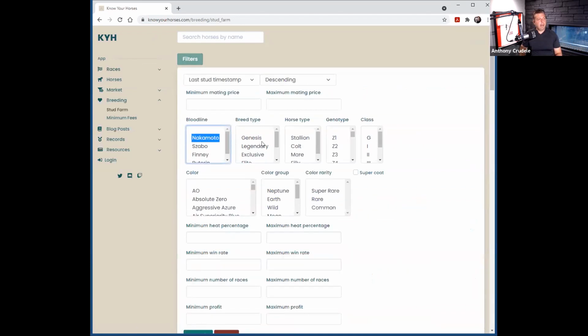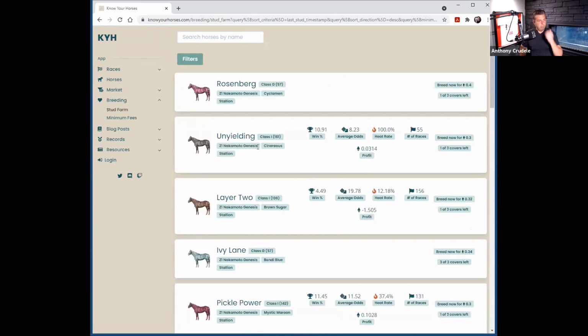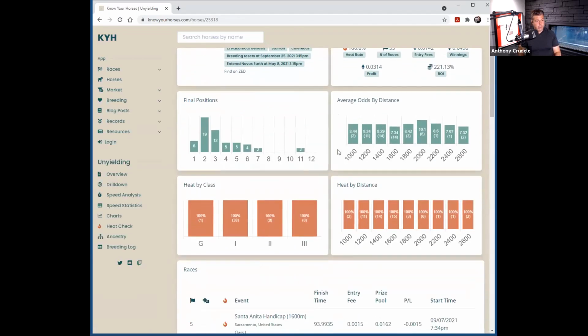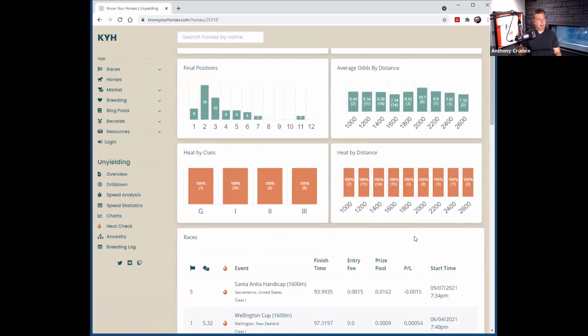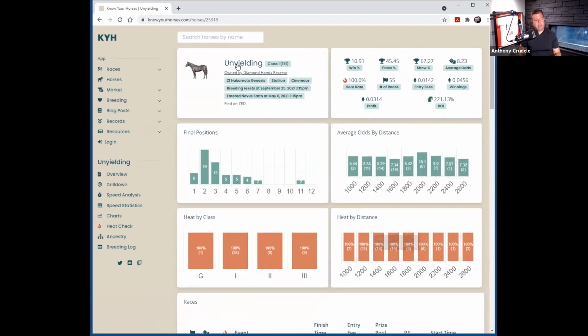So let's just go to a Nakamoto Genesis Z1 and see what the stud fee is. Okay, this is a Z1, so 0.3 ETH. If you click on this horse, it tells you their win rate, where they've placed in these events, all sorts of things about the horse, speed-wise. Then you could take the horse that maybe you bought as an NFT, breed with this horse, and create another horse. It's just this ongoing thing.